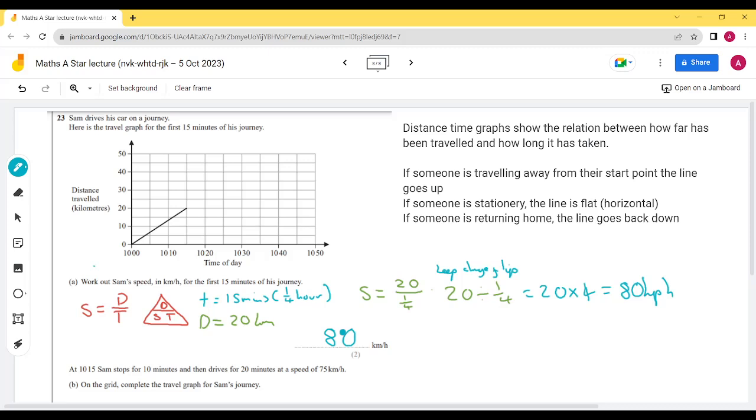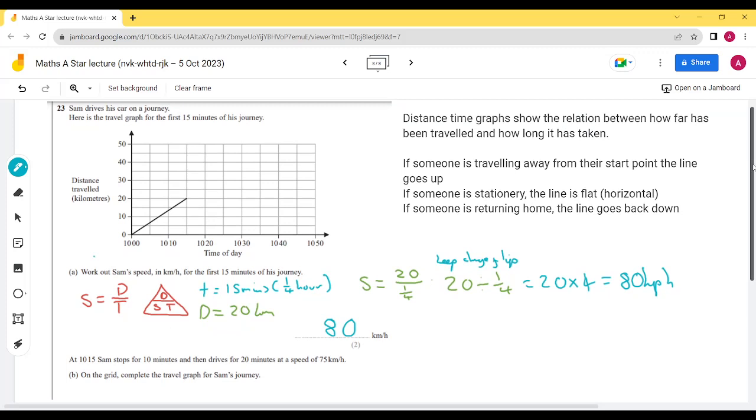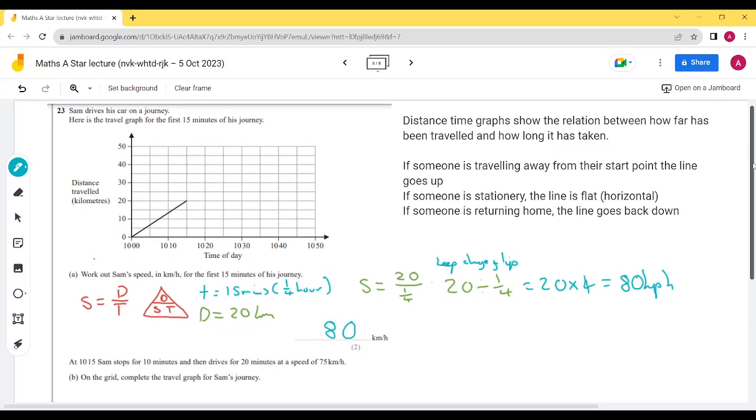But if he's travelled 20 kilometers in 15 minutes and just times it by 4, so effectively do the same thing without all the work, that'd be fine as well if you can just see that relation. And then we got part B. We are told at 10:15, Sam stops for 10 minutes and then drives for 20 minutes at a speed of 75 kilometers per hour. On the grid, complete the travel graph of Sam's journey.